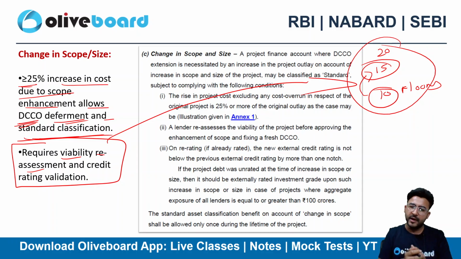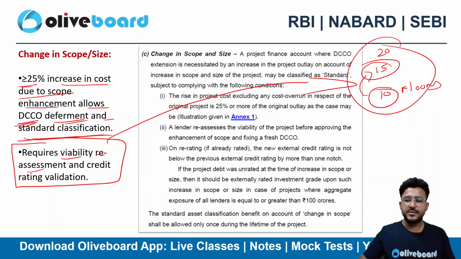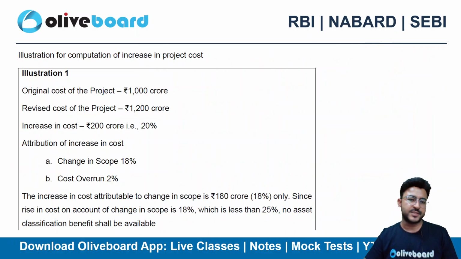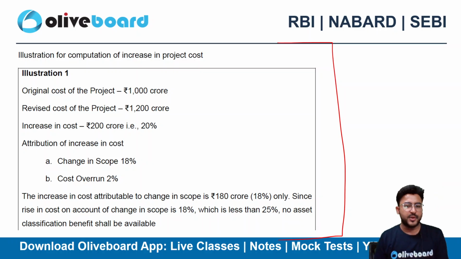Why? Because maybe you are fit for 10 floors. However, your credit worthiness or your credit rating is not good for 15 floors or 20 floors. You are not that much big builder, right? So that's why they have inserted these provisions as well, and there is an example illustration as well which is given in the circular. Please read that particular thing, right?